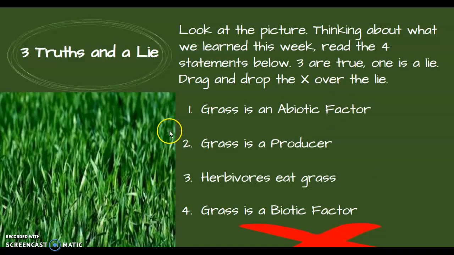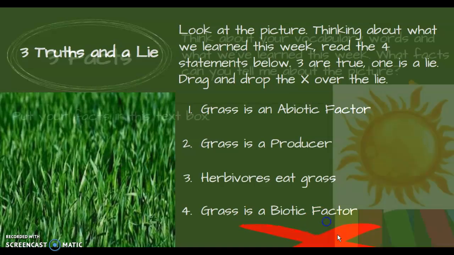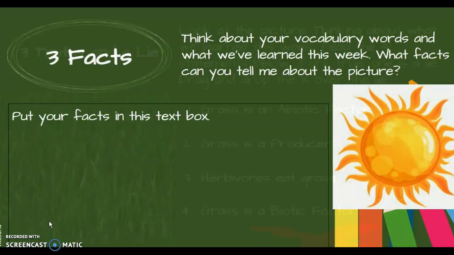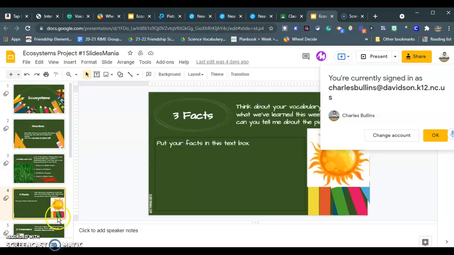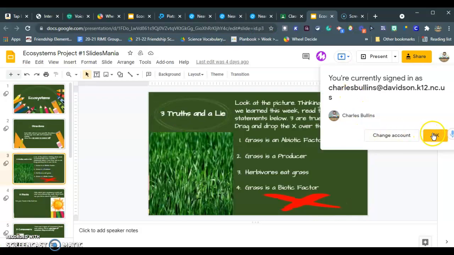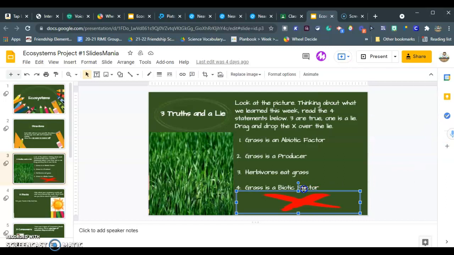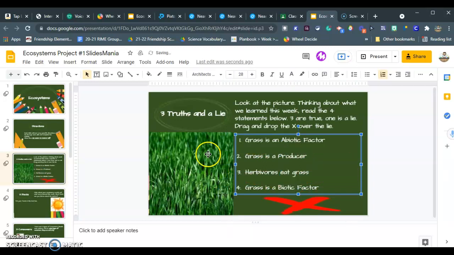So again, look at the picture. Think about what we learned this week and last week. Read the 4 statements. 3 of these statements are true. 1 of them is a lie. All you have to do is take this X, and it's easier to do when you're not in present mode. Take the X and drag it to where you think it's supposed to go. So like here, or here, or here, or here, and you're just Xing out the one that you think is the lie. So look at the picture and drag it over there.